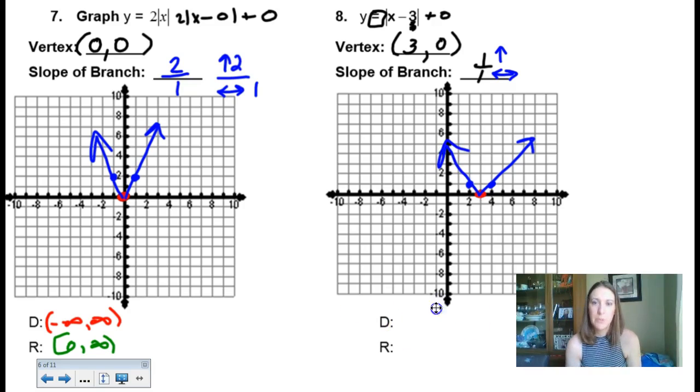There we go. Domain is still negative infinity to infinity due to the arrows and the non-restrictions. And then the range is still going to be 0 to infinity. I know it was shifted right, but that does not do anything to the range.